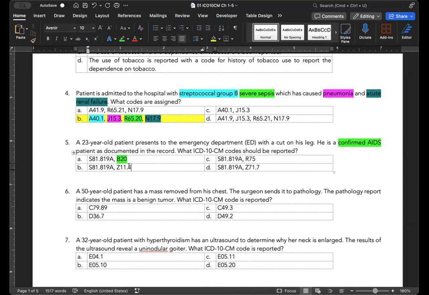Now, had he been in there with an asthma attack, then we would still have the AIDS listed first, right? But the laceration on the leg was not caused due to the presence of AIDS, right? So if they are being seen for a condition that is completely unrelated to the AIDS, then the condition that they're being treated for is going to be your first listed. And then your AIDS is going to be second listed. Yep.